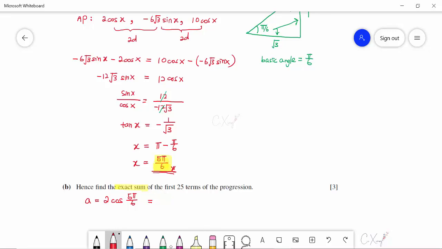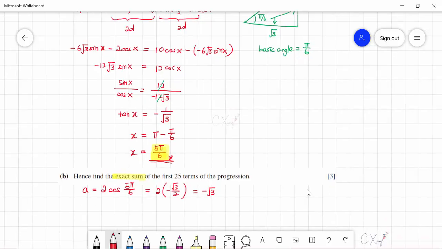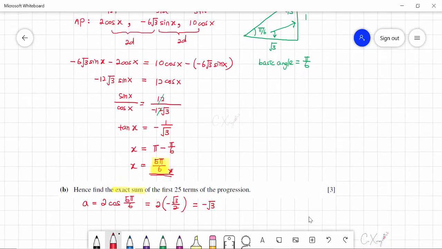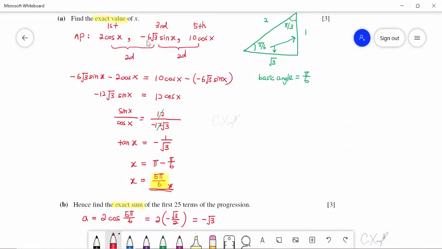If I write it in proper way, it should be 2 multiplied with negative square root 3 over 2. And therefore, your A is negative square root 3. Okay, so once we have the A, now we want to get the D, the common difference. So how can I get a common difference? If you refer back to what we did just now, you can see that we have 2D, which is the third term minus the first term. So you can get the D from here.